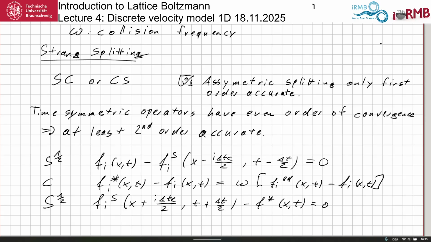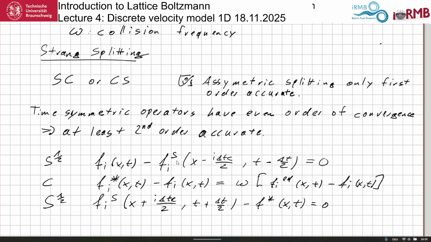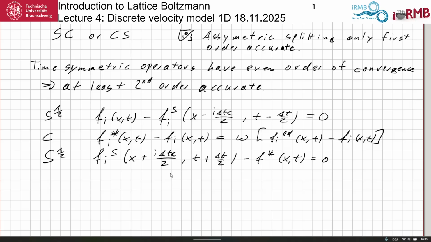So what have we done now? We simply say that we do half of the streaming, then we do the collision, and then we do half of the streaming again, right? And then it is symmetric, because this operation here is the same as this operation, and this here is in the middle. And because it's symmetric, it has to have second order accuracy, or it fails.